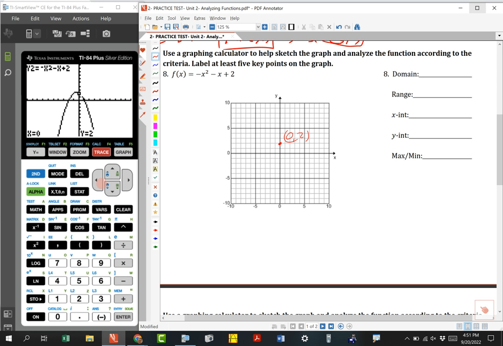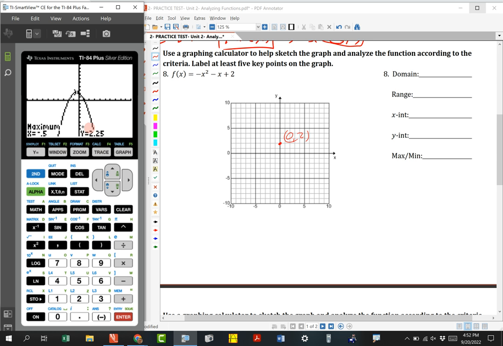And then if I try and find the maximum, so I'm going to hit second calculate. I hit number 4. Now I need a left bound. I'm going to type in like negative 2 because that ought to be plenty. And I'm going to type in a 1. That ought to be plenty. So it's somewhere in between there. That looks pretty good. You can guess if you want, but this is what the calculator says.